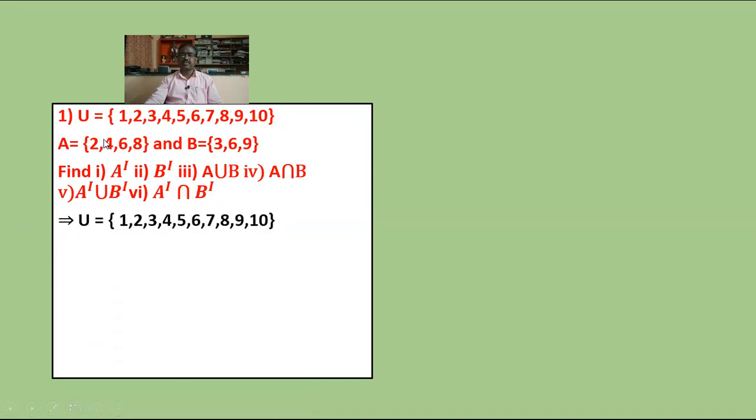Solution of this question: universal set U is given. U is equal to {1, 2, 3, 4, 5, 6, 7, 8, 9, 10}. Set A is equal to {2, 4, 6, 8} and set B is equal to {3, 6, 9}. First, to find the A complement: all elements in U but not in set A form the A complement.